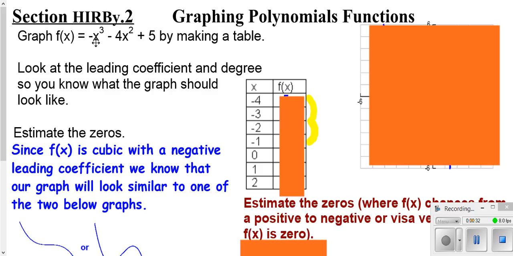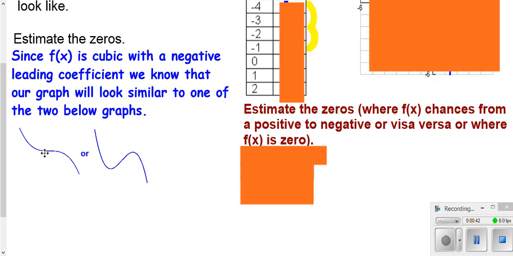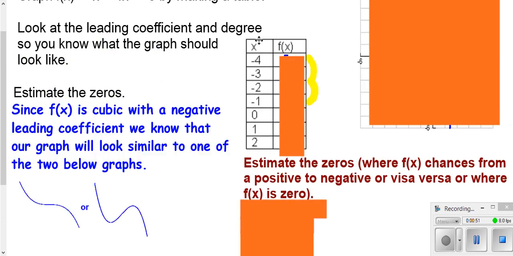Now, we have a leading coefficient that's negative, and we have an odd degree. Well, a negative leading coefficient and odd degree is going to be this basic shape here, going up on the left side, down on the right side. So then you need to go ahead and make yourself a table. You need to make a table until you get that basic shape. With quadratics, we could always know exactly where to start at your vertex and choose 3 numbers on each side, and we get a great shape.